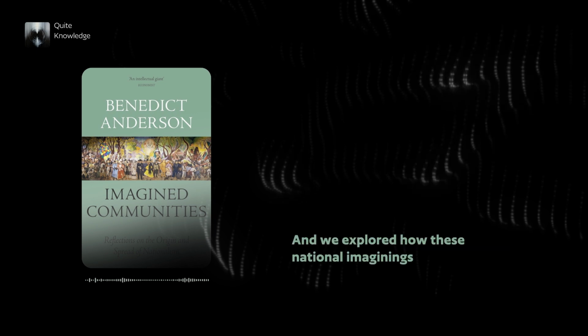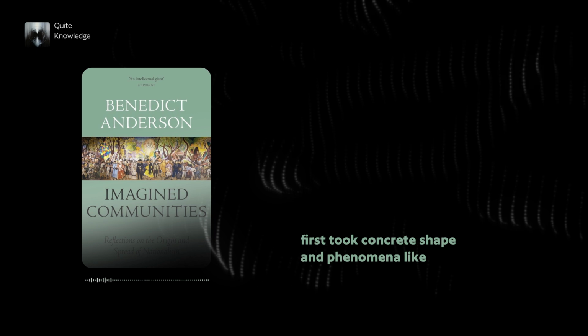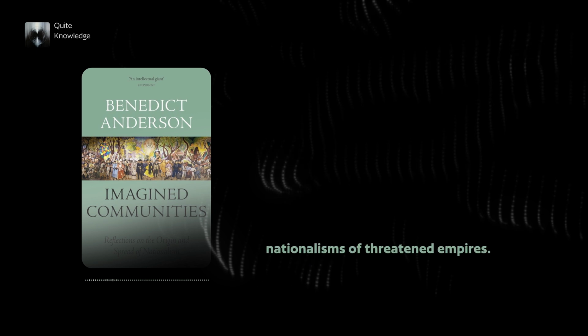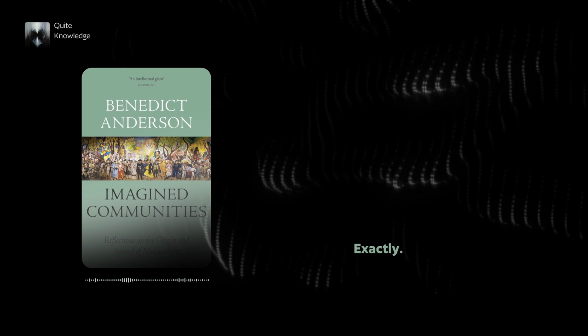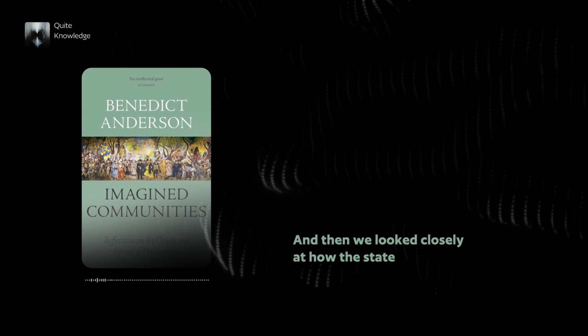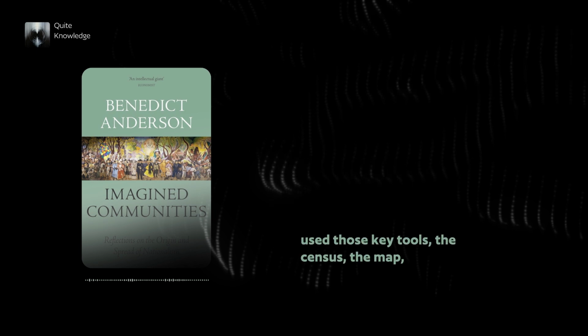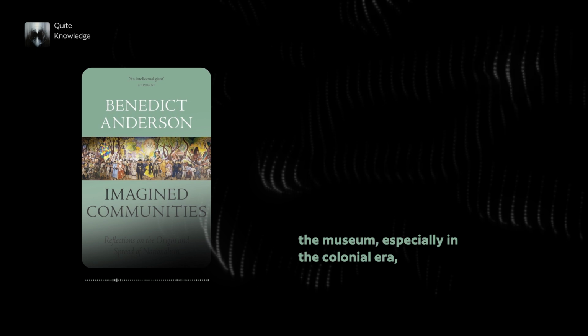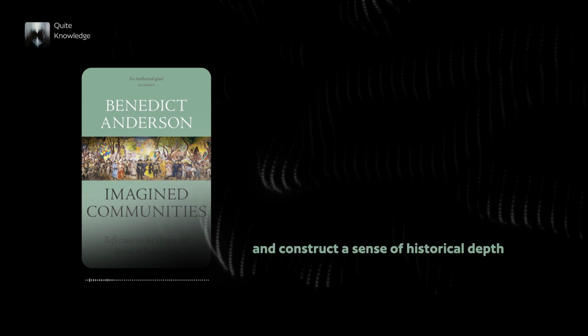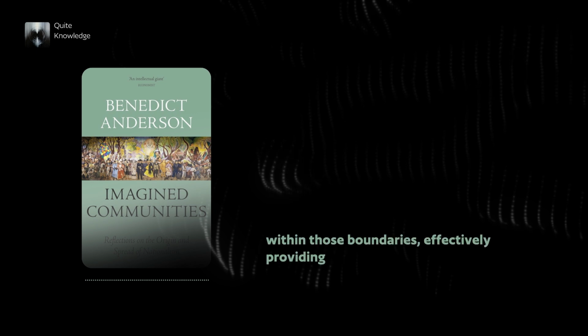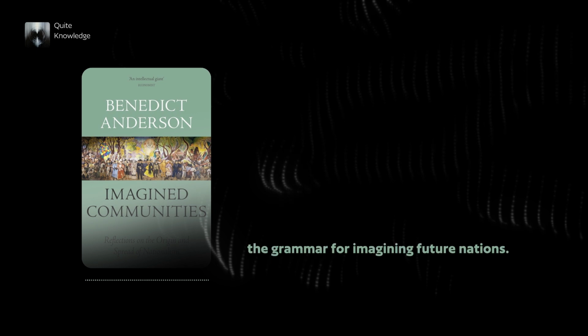And we explored how these national imaginings first took concrete shape in phenomena like the Creole nationalisms in the Americas, and then later in those reactive, top-down, official nationalisms of threatened empires. Often shaped, ironically, by the very administrative structures and boundaries created by the imperial state itself. Exactly. And then we looked closely at how the state used those key tools, the census, the map, the museum, especially in the colonial era, to define populations, delineate territories, and construct a sense of historical depth within those boundaries, effectively providing the grammar for imagining future nations.